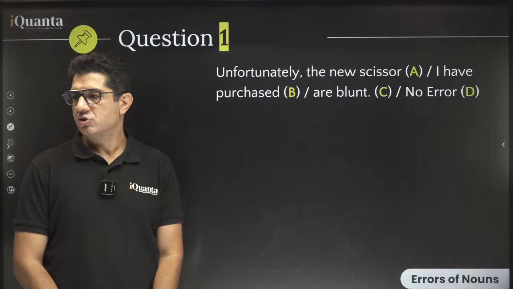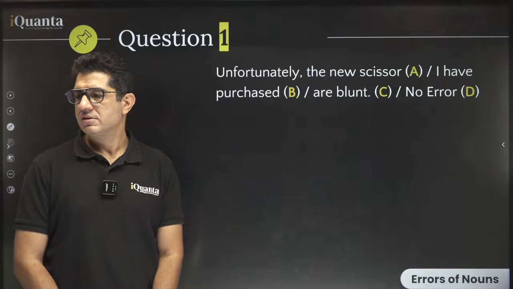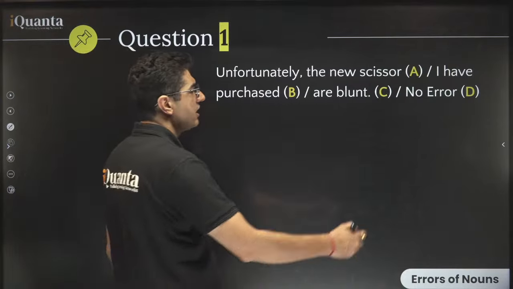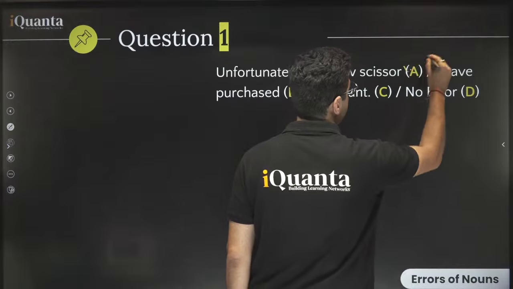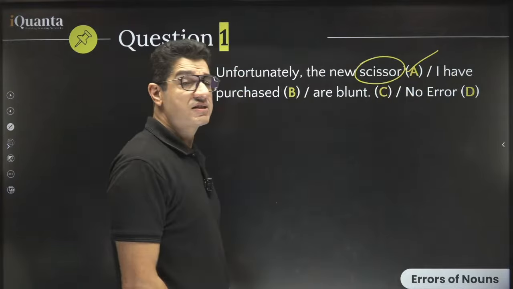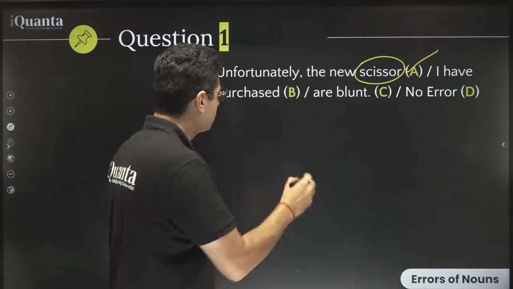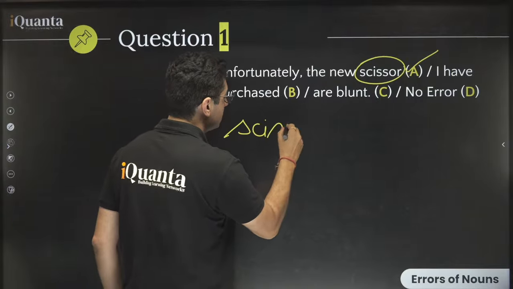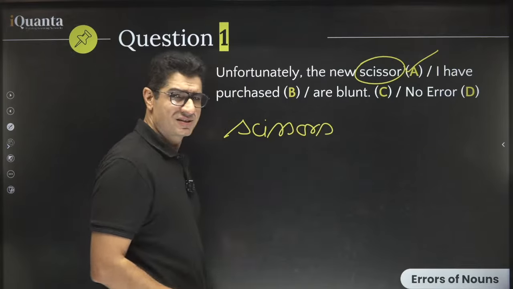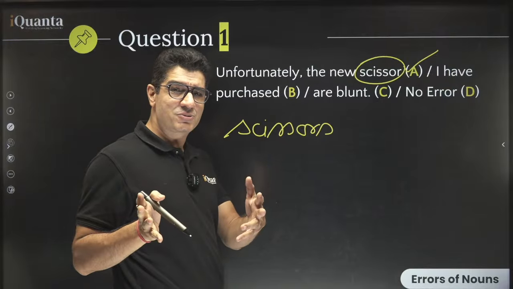Okay. So far I have 5, 6, 7, 8, 9 and 10 answers. You guys are absolutely right. The correct answer is A, and the reason is scissor is a noun that is always plural. We have nothing called scissor. We always use scissors. Remember a lot of nouns that are always plural?